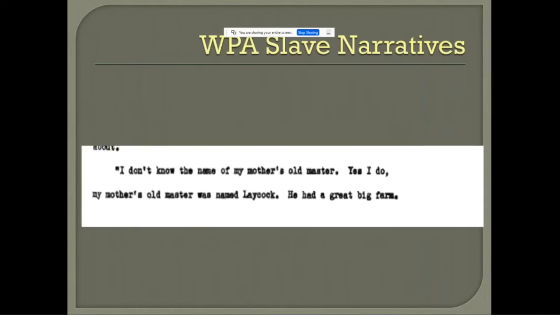And now, why is this interesting to me? Because at the bottom of this page, I don't know the name of my mother's old master. Yes, I do. My mother's old master was named Laycock. Once again, right here, where we are standing. He had a great big farm. Now, on the next page, she talks about what an absolute jerk this guy was. Laycock. At the end of the war, he was building a gas house, so he could have natural gas, so he could light the fields, so he could work the slaves after dark.